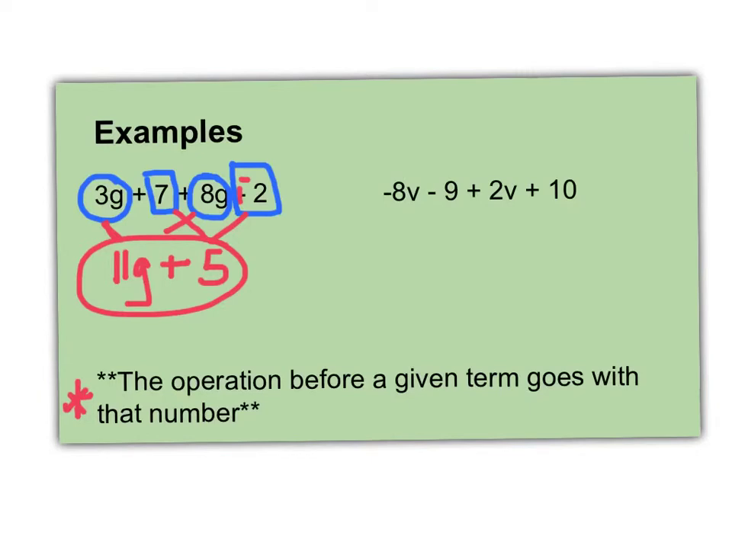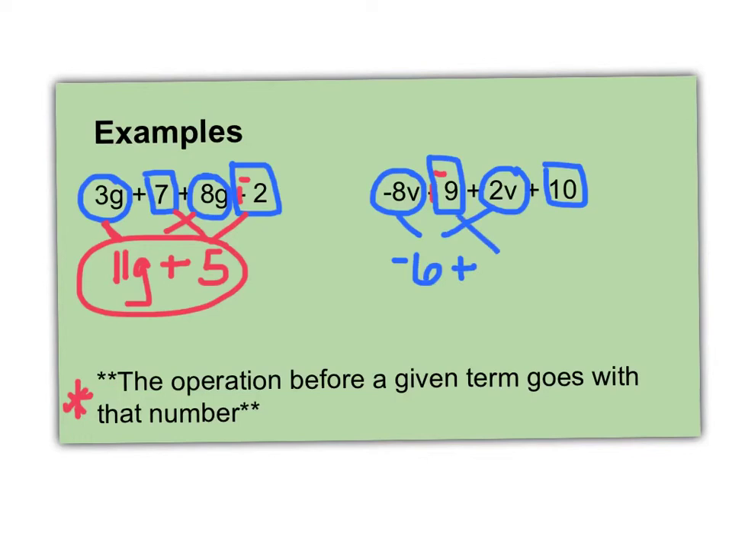Let's try the next example. Negative 8v minus 9 plus 2v plus 10. Again, there's one subtraction sign, so I am going to add the opposite, so I remember that's a negative 9. And then I'm going to circle, I see, negative 8v matches 2v, and negative 9 matches 10. So negative 8 plus 2, opposite sign, so I subtract in my head. 8 minus 2 is 6, but because the 8 is negative and it's the bigger number, it's negative 6 plus, and then negative 9 plus 10, opposite sign, subtract 10 minus 9, you get 1, and the 10 is bigger, so it's positive 1. My answer is negative 6v plus 1.